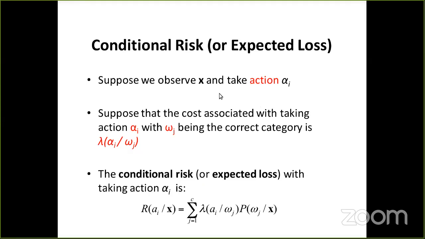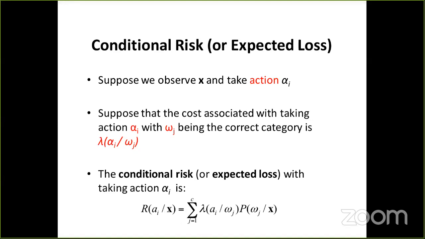So suppose we observe the feature of a data point x and take an action alpha i, and then we have defined that the cost associated with taking action i with omega j being the correct category is lambda of alpha i given omega j. So now we can define the conditional risk, or the expected loss, of taking alpha i. Say we have this feature which is observed, and what is the risk if we take action alpha i, given we observe this input?